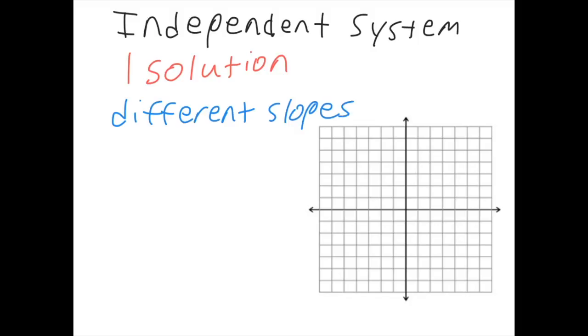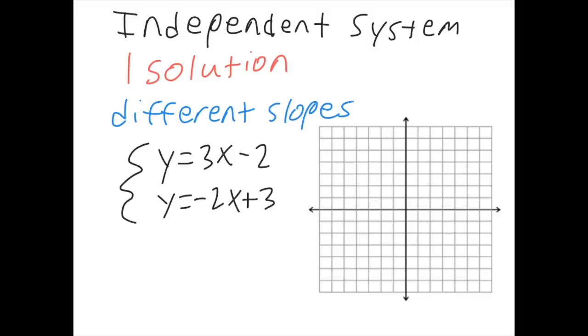So here's an example system of equations. In this system, we have y equals 3x minus 2 and y equals negative 2x plus 3. If we look here, we've got a slope of 3 in one equation and a slope of negative 2 in the other equation. So from right there, you can tell this is an independent system. Now, if we graph it, we'll be able to see that it has exactly one solution.